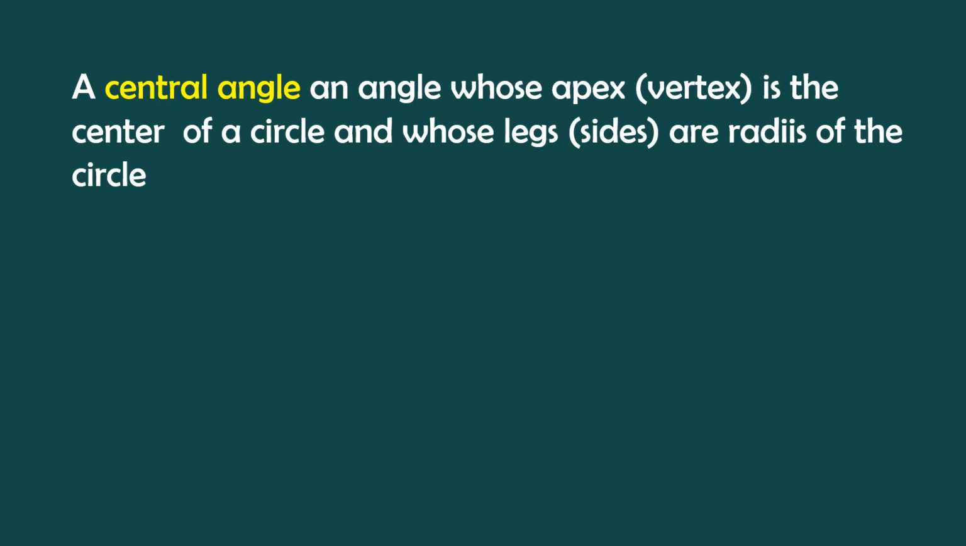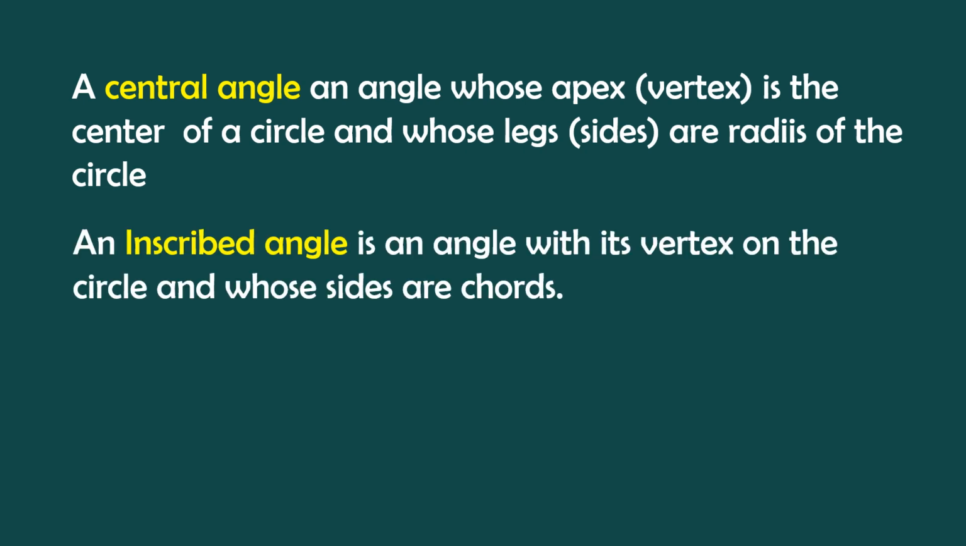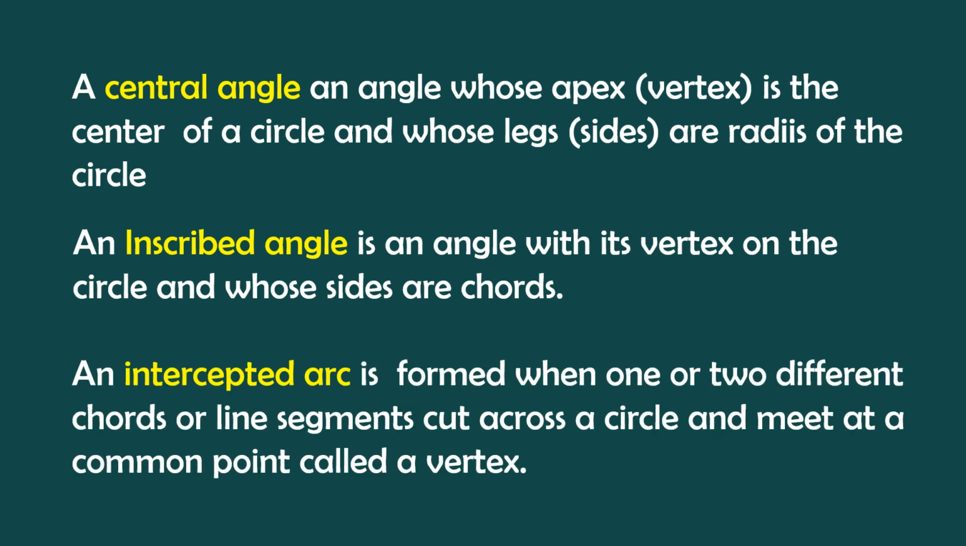A central angle is an angle whose vertex is the center of a circle and whose sides are radii of the circle. An inscribed angle is an angle with its vertex on the circle and whose sides are chords. An intercepted arc is an arc formed when one or two different chords or line segments cut across a circle and meet at a common point called the vertex.